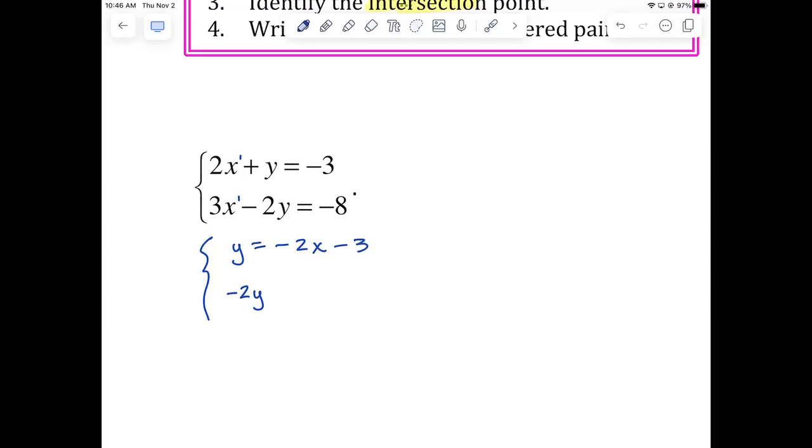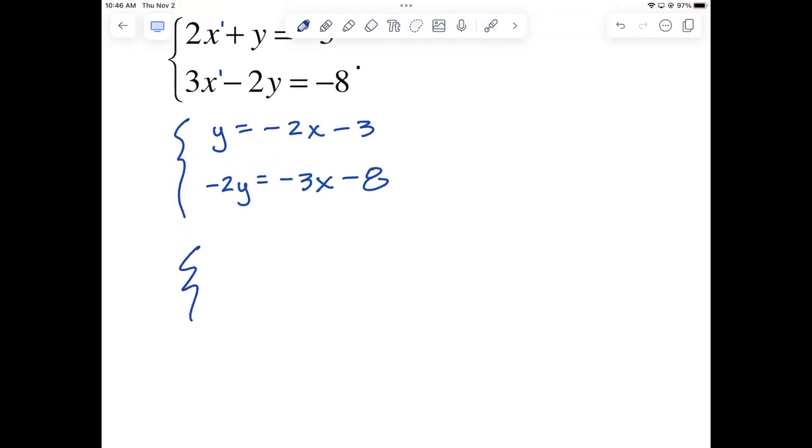The next one, I have to do two steps. I'm going to keep the negative 2y by itself, and it becomes negative 3x minus 8. But now I have to do what to solve for y? Divide by 2. So I have to rewrite the first equation, and now I'll divide both sides by negative 2, or multiply both sides by negative 1/2. That's going to give me a positive 3 over 2x, and then 8 divided by 2 is positive 4. So there you go. There are your two equations.